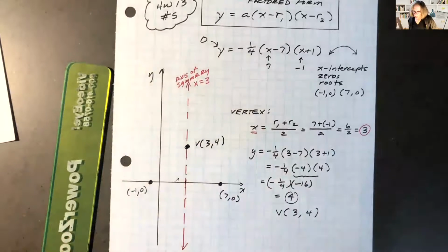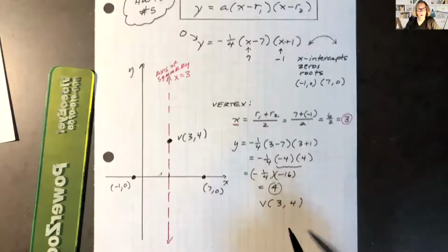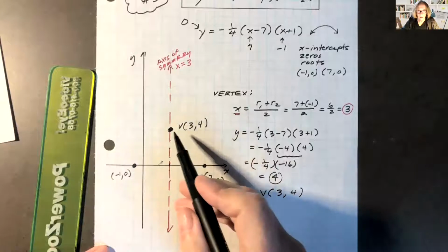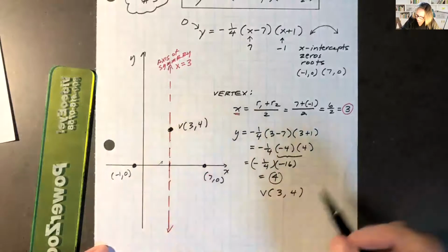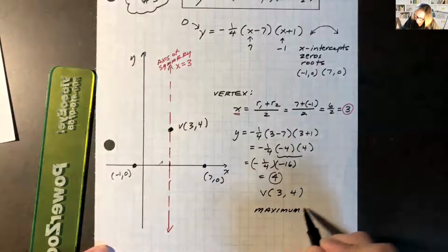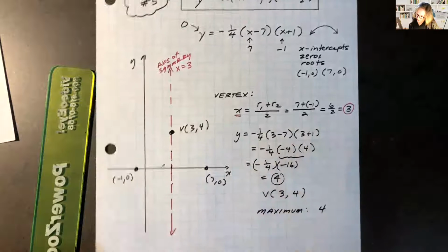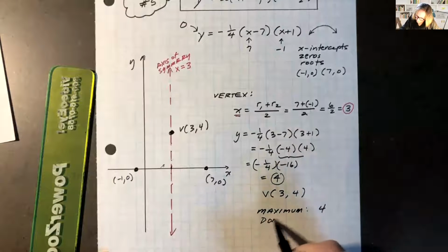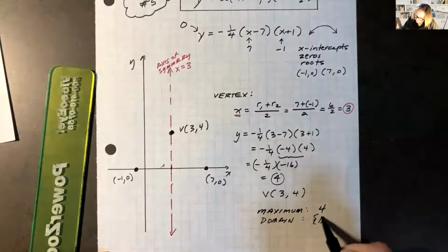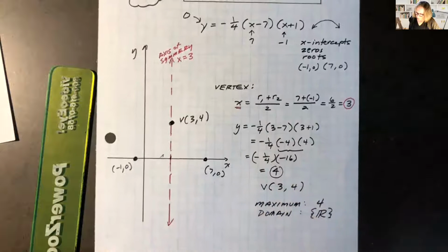Okay, so right now I already know that the parabola is going to open like this, and I'm going to have a maximum value. And the maximum value is going to be y equals 4. So that's going to be my maximum. So that's 4. My domain will be all real numbers, meaning it's all the possible x values.